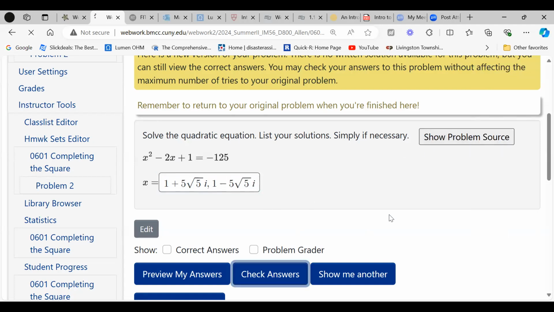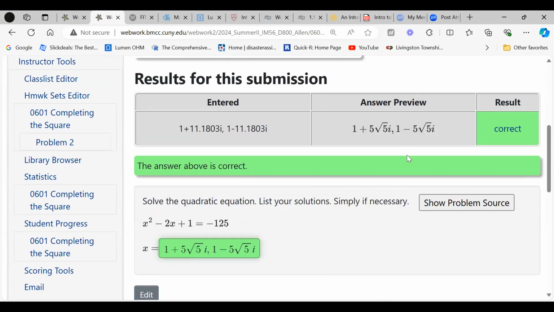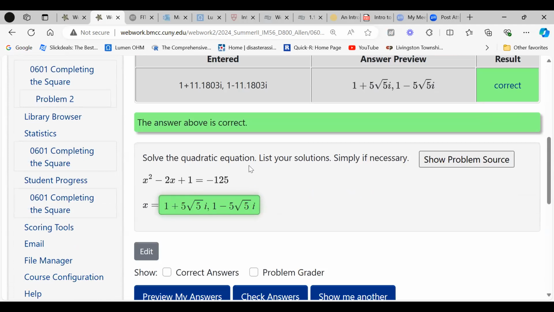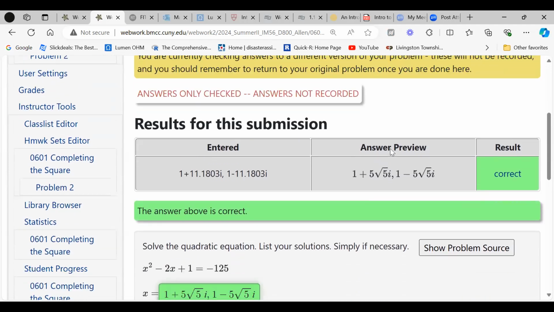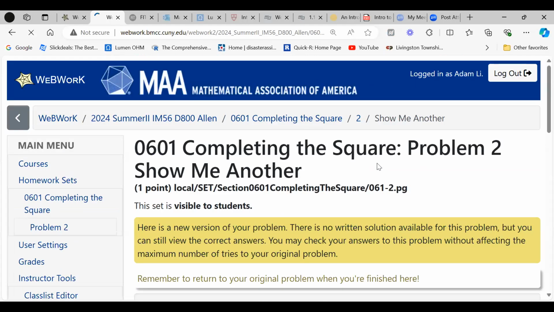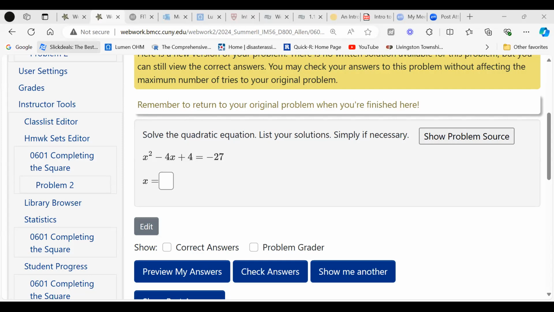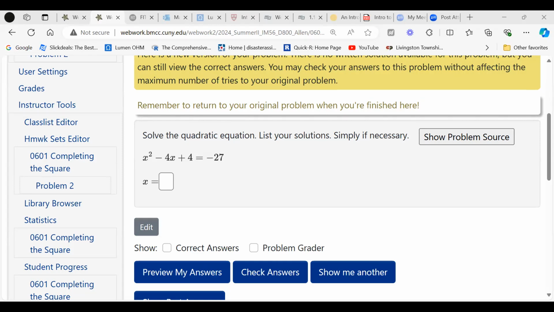Okay, now check the answers. Yeah, they're good, right? See, complex solutions. Okay, and then you guys try one of these. Maybe you show me another. Okay, so let's see. Now you guys try to get a couple of complex solutions here.